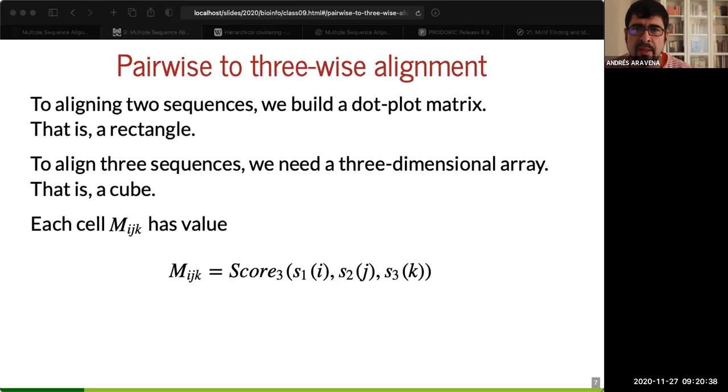So the idea of aligning two things is to make a matrix. The idea of aligning three things is to make a cube, and fill every coordinate I, J, K. You have three coordinates this time with the score that we need a function for. We have to find this function that combines, that depends essentially on the amino acid in the first sequence, the second sequence, and the third sequence. Agree?